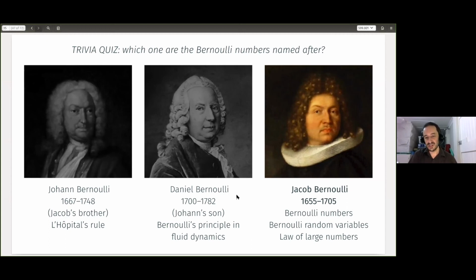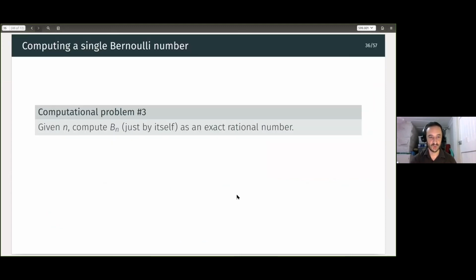And then I also mentioned Daniel Bernoulli. So this is Johann's son, so I guess Jacob's nephew. And he's responsible for Bernoulli's principle in fluid dynamics, which is what keeps aeroplanes in the air. There are not so many airplanes in the air at the moment, unfortunately, or fortunately.